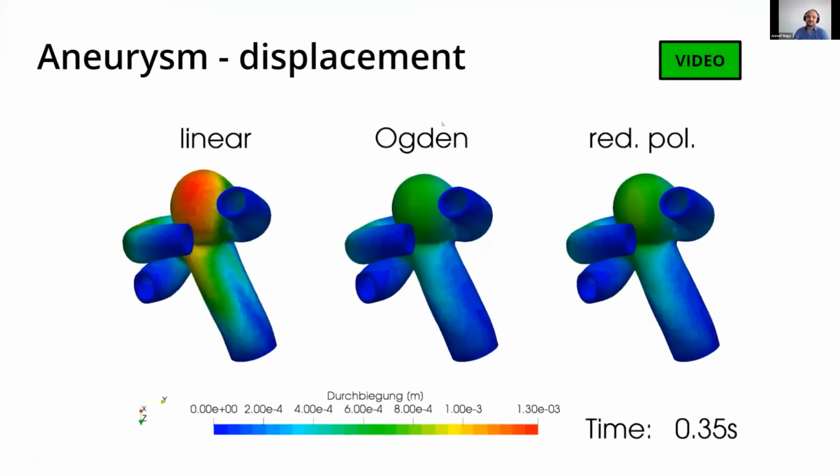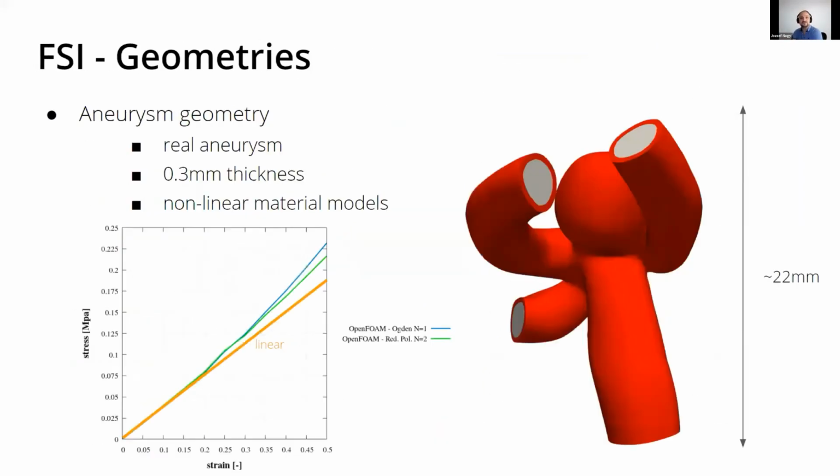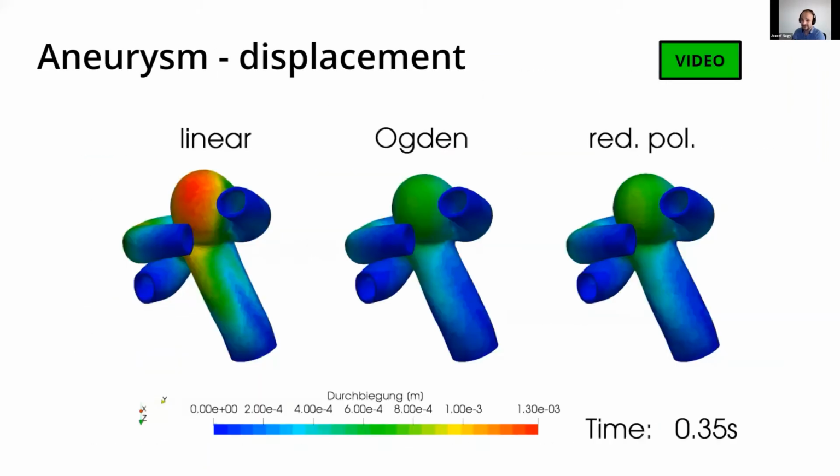And if I go back to the presentation, then you can see that here the maximum is 1.3 millimeters, and with the nonlinear models both calculate a value of 0.75 millimeters. But it is still a considerable increase if you consider that the thickness is 0.3 millimeters. So it is highly nonlinear for this aneurysm.